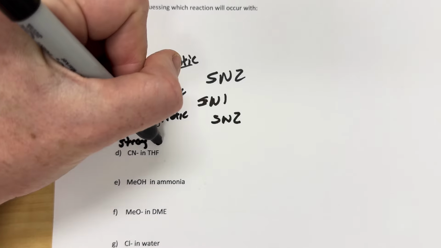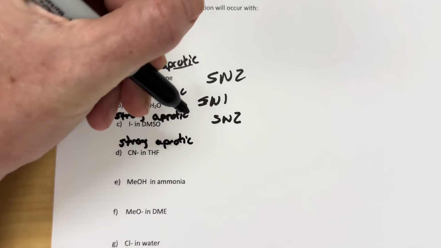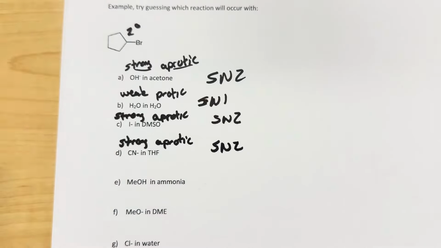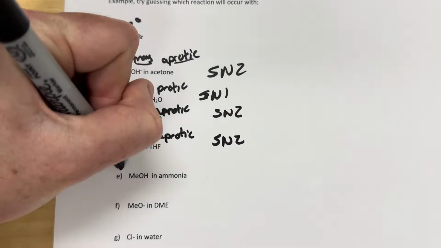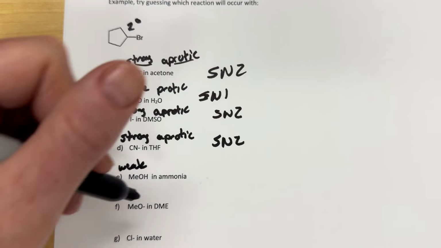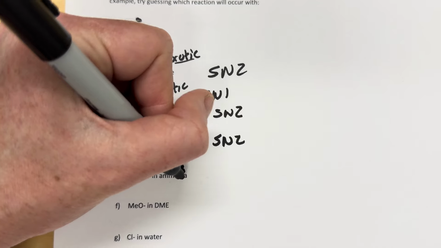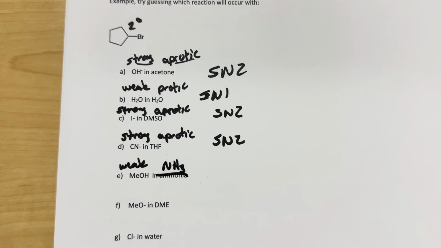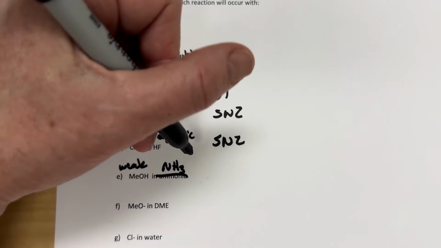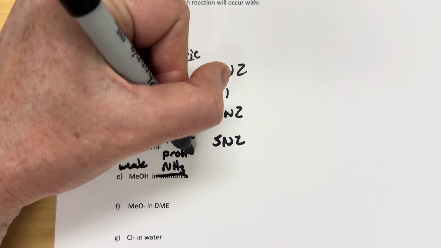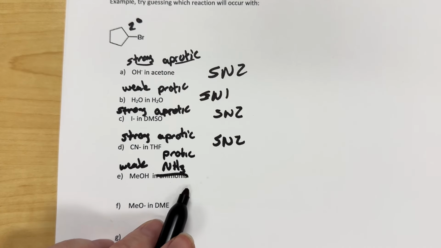This is aprotic, as we should expect, and it occurs via SN2. Here we've got a weak nucleophile, ammonia, which I said I would draw out, and I didn't, I lied to you. So NH3. This has an N to H bond. This is protic. So what do you think it's going to occur via?